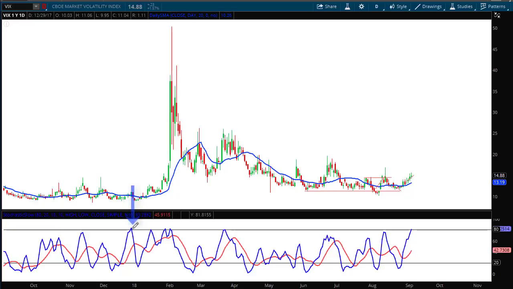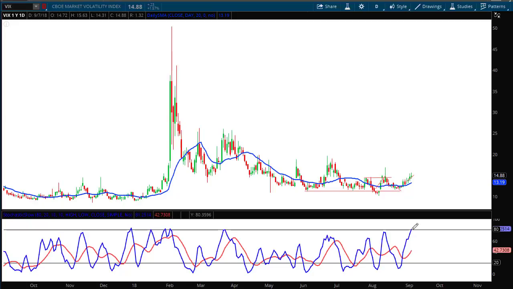Here you can see that back in December of 2017, we breached it, and then we started coming back. Now, when this is registering an overbought condition, that doesn't mean it's a sell signal. It's basically just defining that market as overbought.